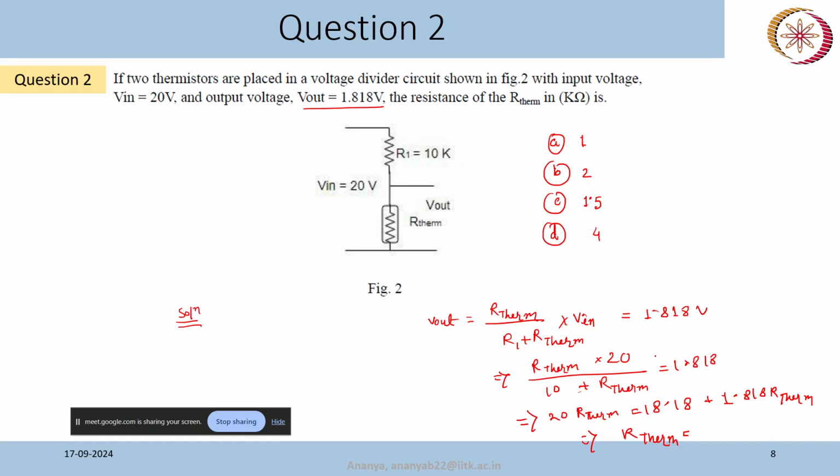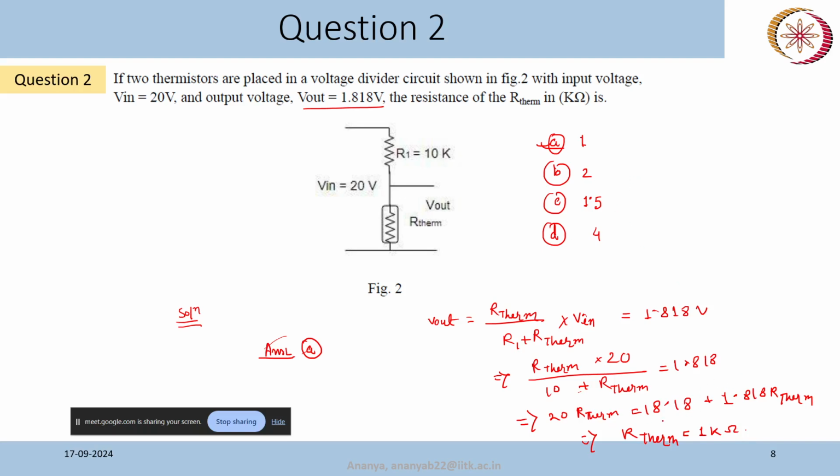So our thermistor will be equal to 1 kilo ohm, right? Because this 10 is in kilo ohm, 20 is in volt. So you can solve this, you'll get this. So the answer is A. This is approximately equal to 1 kilo ohm. There is some decimal point.